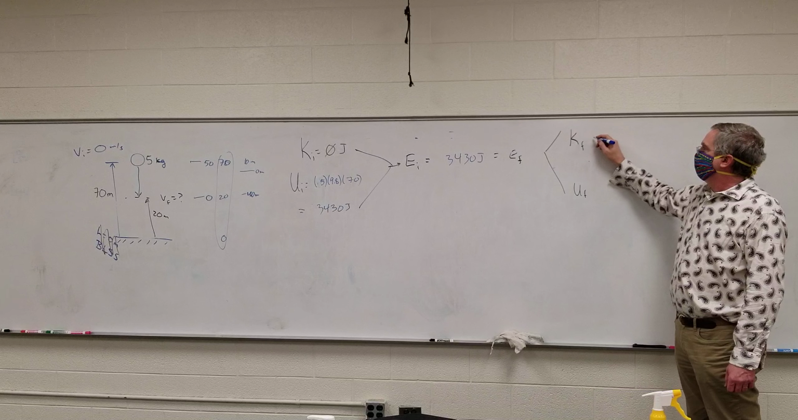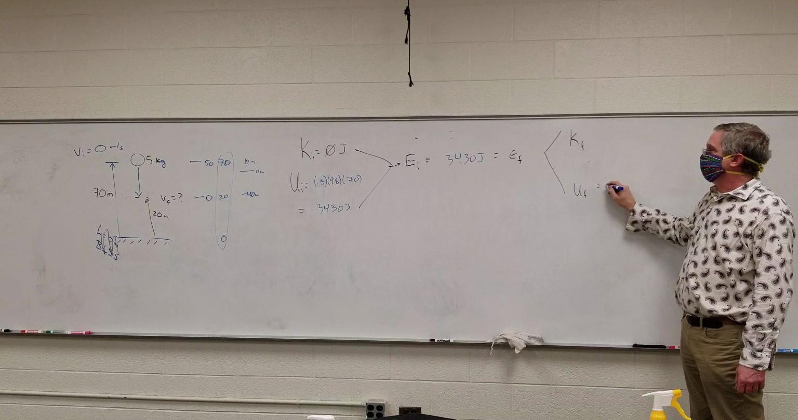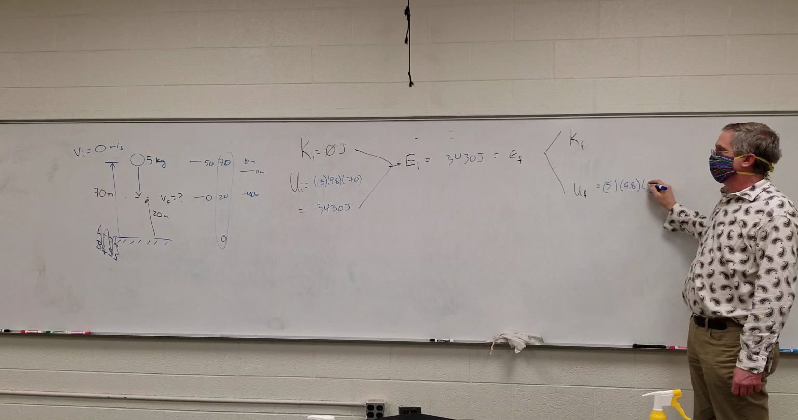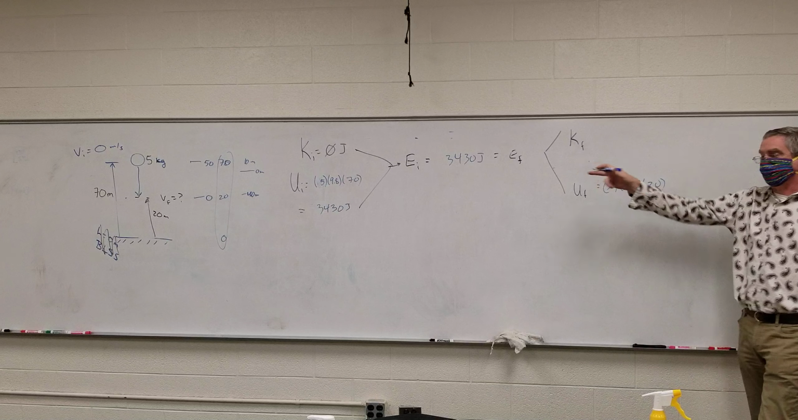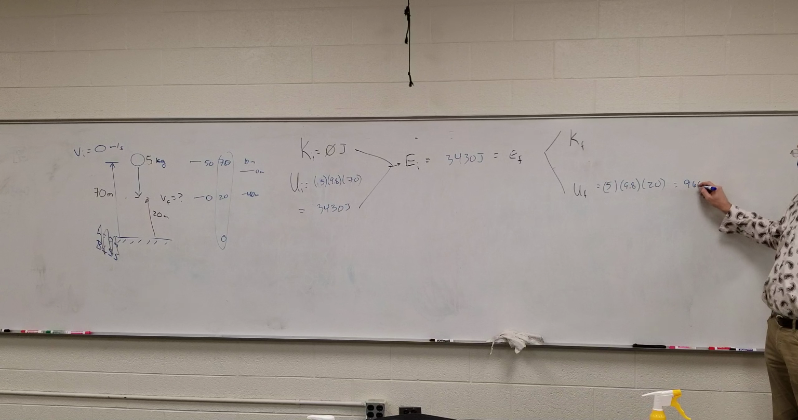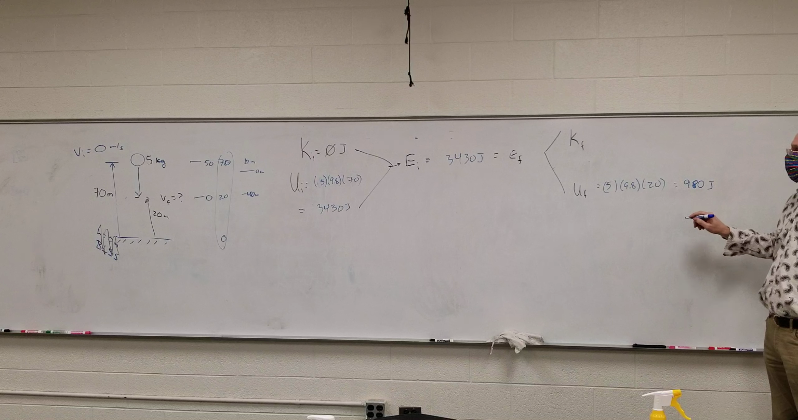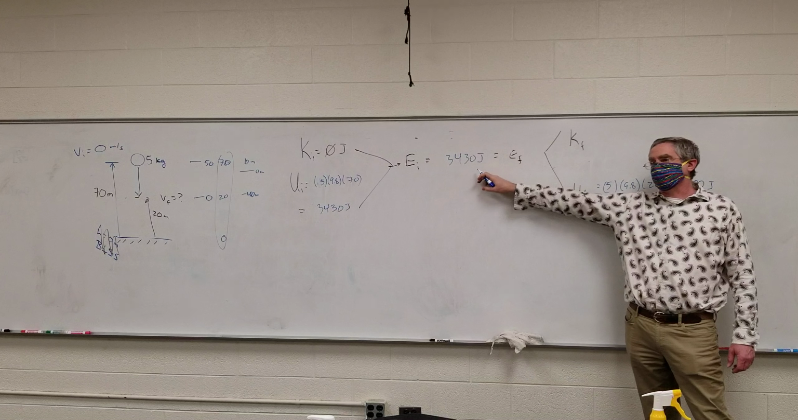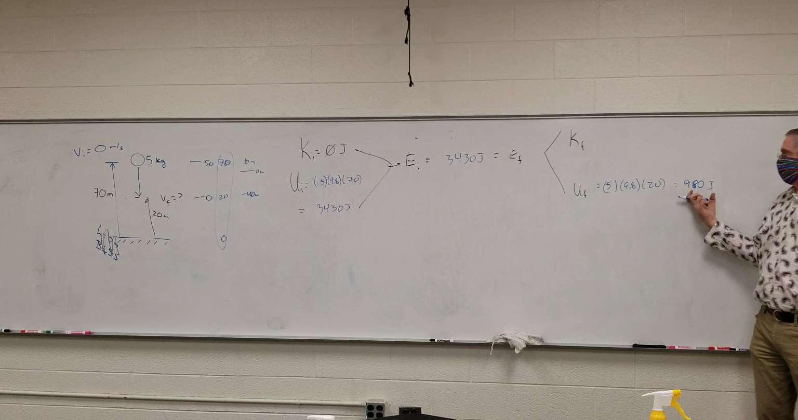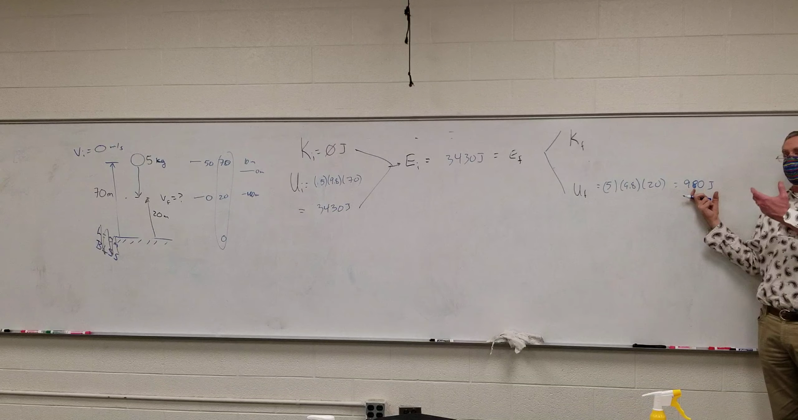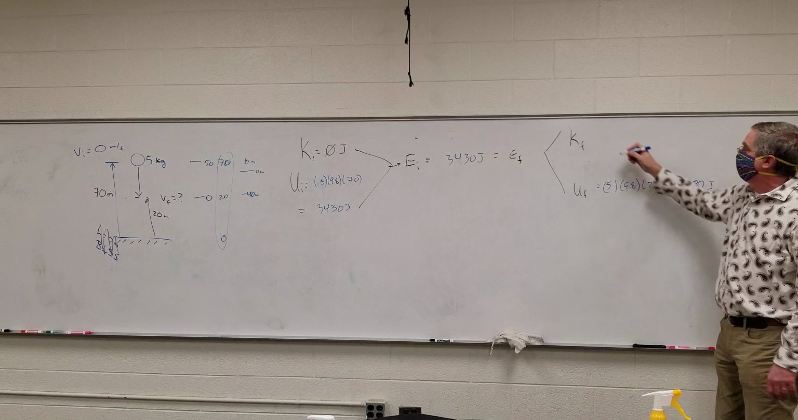Okay. And so in the end, this is 5 times 9.8 times 20. So if that's 70, this is 20. And that was 980. So I have 3,430 joules total, of which 980 joules is potential energy, so kinetic has to be whatever's left over.